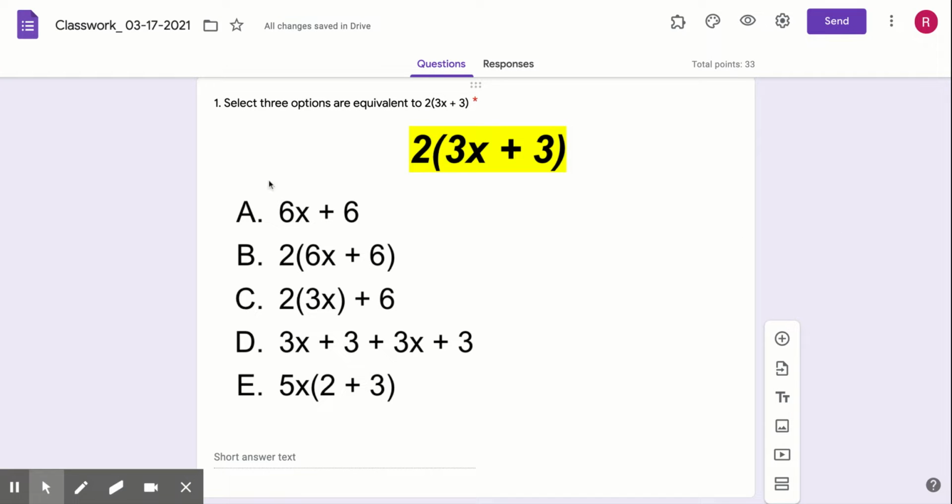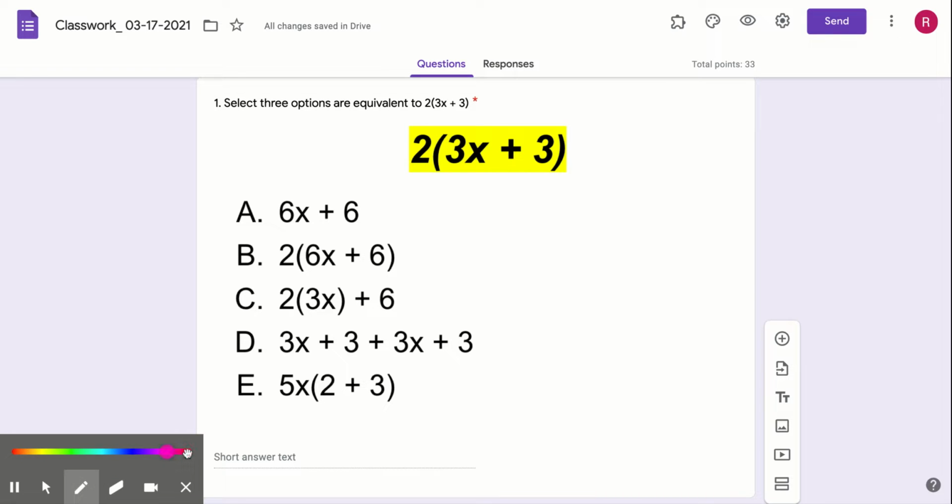All right, this video is the solution to problem number one. Before you start looking at the solution, you should have tried this problem out by yourself. So be honest with yourself, try this problem by yourself. But anyways, the topic of this problem is simplifying and identifying equivalent expressions.